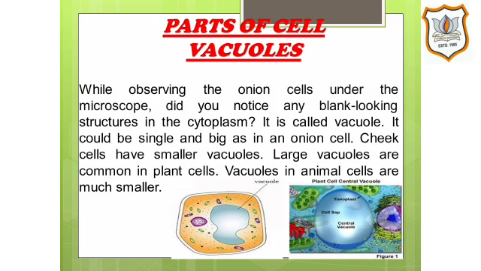Most of the animal cells do not have vacuoles. Some animal cells have vacuoles, but they are much smaller than those found in plant cells. For example, amoeba is an animal cell which has very small vacuoles. In amoeba, vacuoles contain food particles, so they are known as food vacuoles. Cheek cells have smaller vacuoles. Large vacuoles are common in plant cells. Vacuoles in animal cells are much smaller.